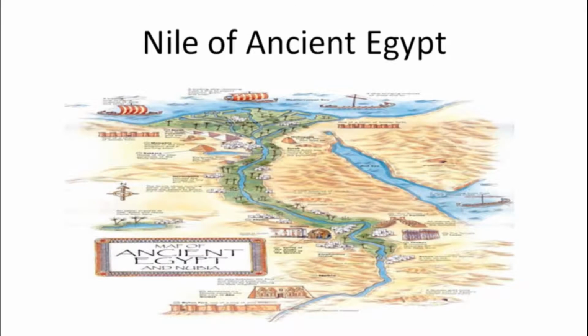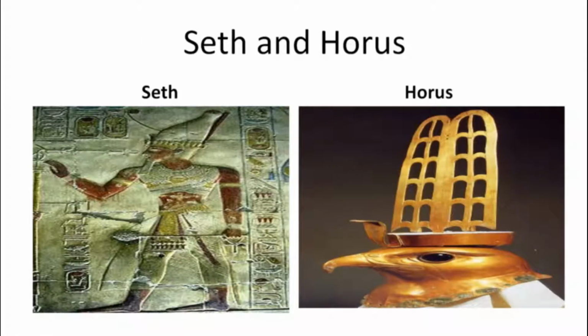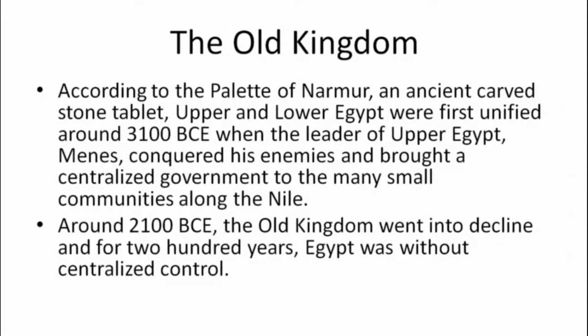So as we can see here, Lower Egypt was a kingdom controlled by Horus, and Upper Egypt was another kingdom controlled by Seth. Menes unified these two kingdoms in order to make it one kingdom or one state. This is Horus at right, Seth at left. This is King Menes. Now we start with the Old Kingdom.